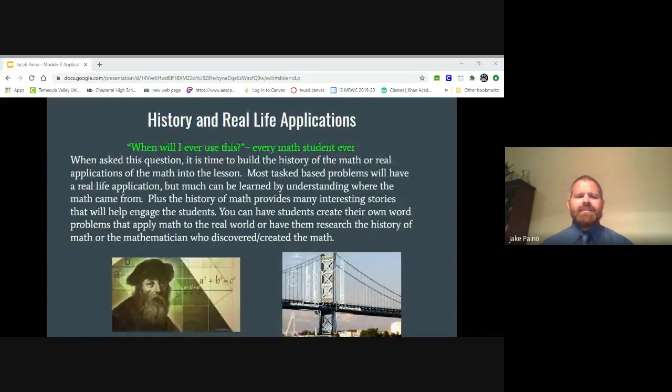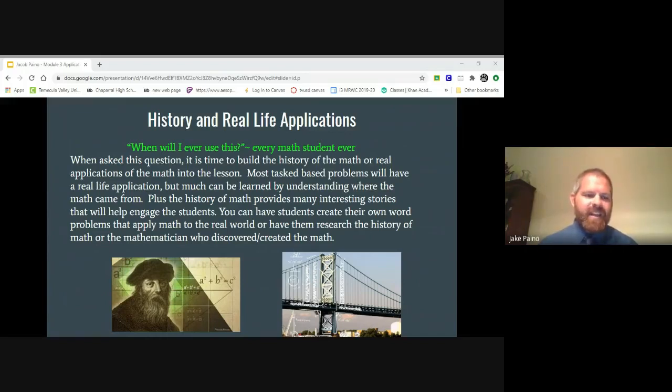Another strategy is using history and real life applications, because we've all seen this question. We've all heard this question. When will I ever use this? Well, there's lots of applications to math. Science is just applications of math. Economics is just applied math. So you find how the math in the class is connected to the science, to real life, to economics, and you gain their interest by relating it to something that they see in the real world.